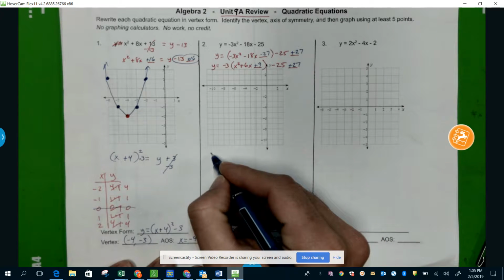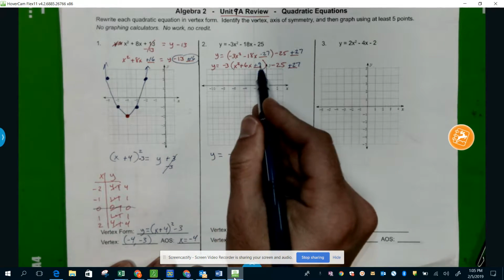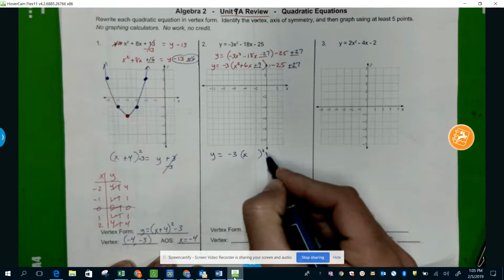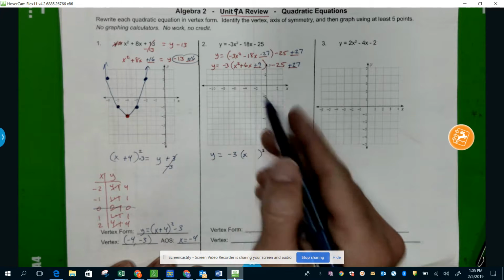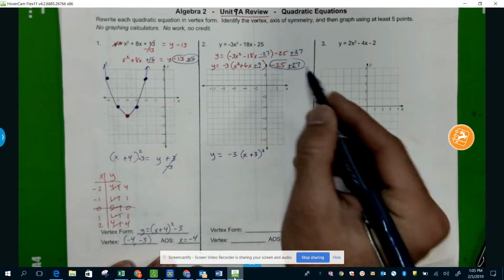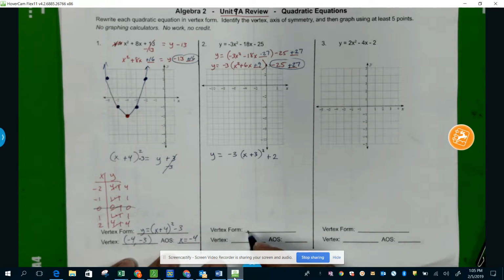So I'm going to come down here and rewrite this. I've got the GCF of negative 3, he stays out front. I'm going to factor this parenthesis using my shortcut. Half of 6 was positive 3. And then at the end, when I combine these like terms, negative 25 plus 27 is positive 2. So there's my vertex form.